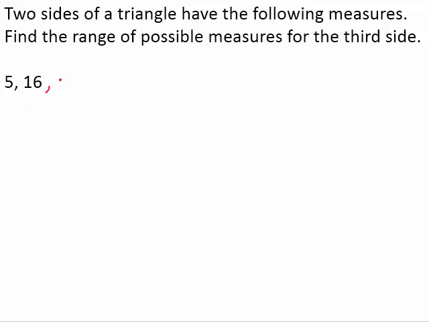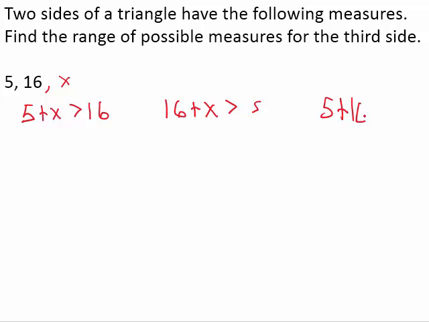Alright, so we have two of the sides. We'll call the third side x. We don't know whether it's shorter or longer than the other two sides, so we're going to write three inequalities. Starting with 5 plus x has to be bigger than 16. 16 plus x has to be bigger than 5. And our last one is 5 plus 16 has to be bigger than x.